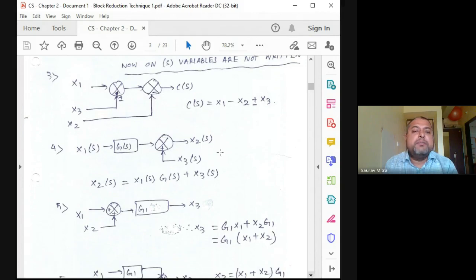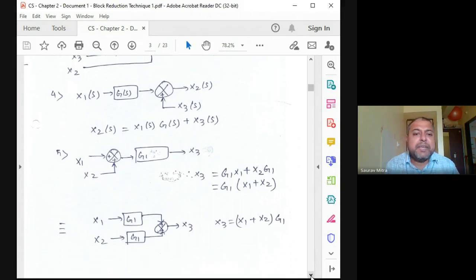Now we are going towards more critical things. Here it's a 3 input symbol. It is x1, and x3 is plus minus. That means x3 can get added or subtracted to x1. We don't know for sure. But x2 is getting subtracted. So what is the net CS? CS is x1 plus minus x3 minus x2. So here there are 3 inputs: x1, plus minus x3, and minus of x2. So the output is equal to x1 minus x2 plus minus x3.